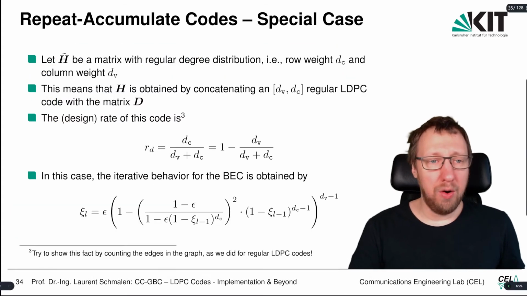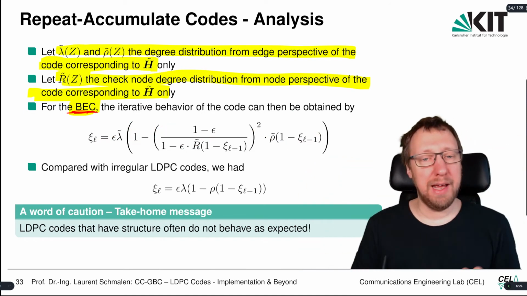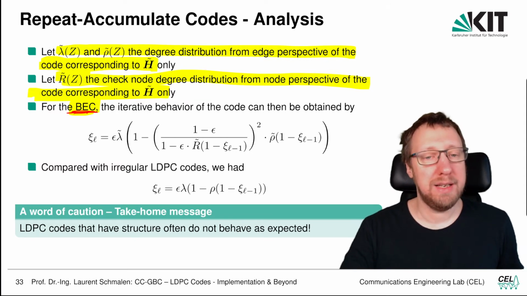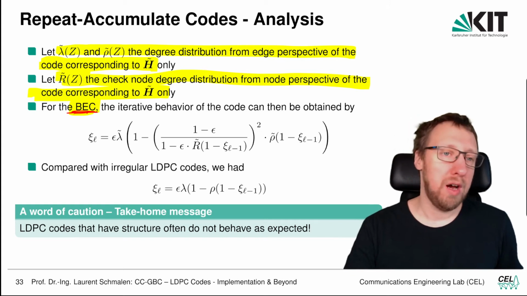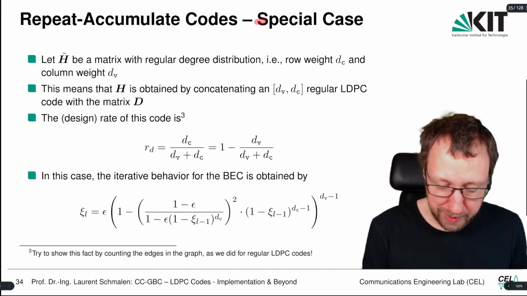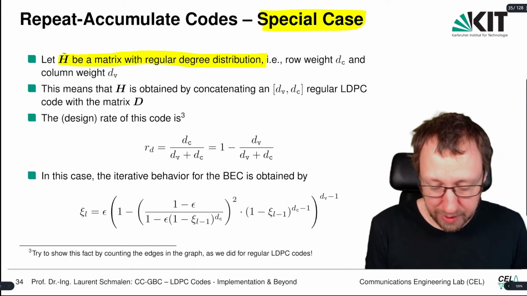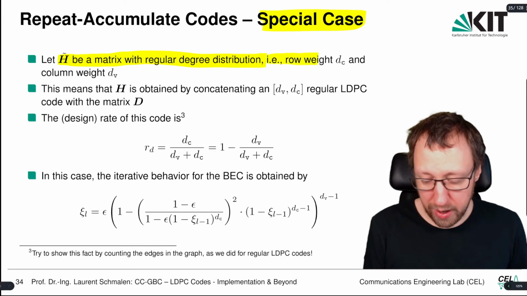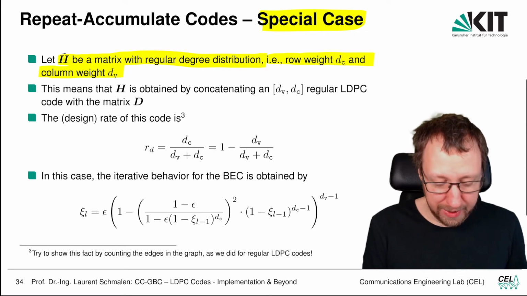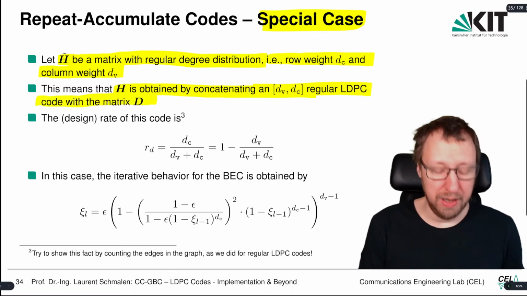All right, so how do we get to this expression? This expression kind of falls from the sky. We're going to look at how to do this in a regular case, then it will become obvious how we get to that expression. So we assume that H, we use a special case now. H tilde is a matrix that has a regular degree distribution. So it has a row weight of DC and a column weight of DV. And that means we can obtain H by concatenating a (DV, DC) regular LDPC code with the matrix T.